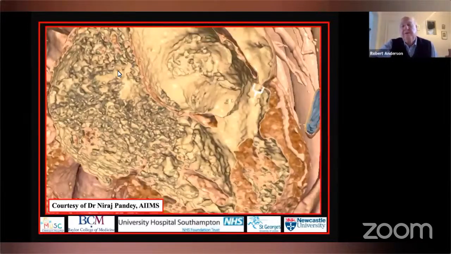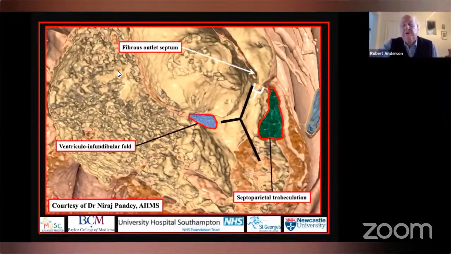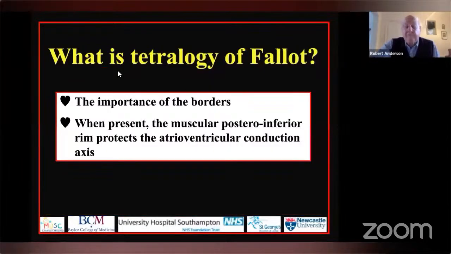But here is another one. There is the squeeze again, the hypertrophied septoparietal trabeculations, but this time the squeeze is between the septoparietal trabeculations and a fibrous outlet septum. There, it still opens between the limbs of the septomarginal trabeculation. There is a muscular posterior inferior rim, but this time the defect is juxta-arterial. The key feature, however, is that its posterior inferior margin is once again myocardial.